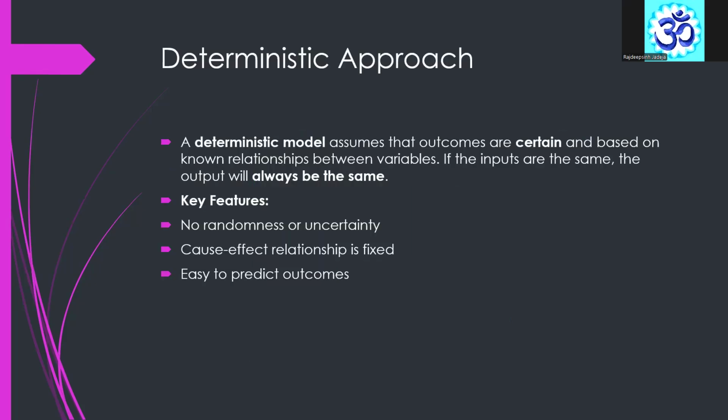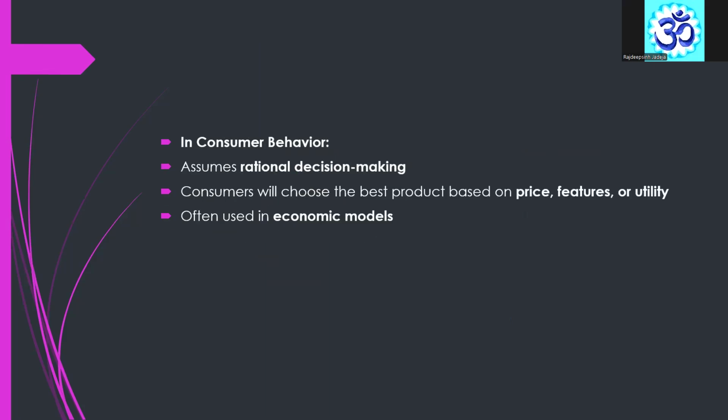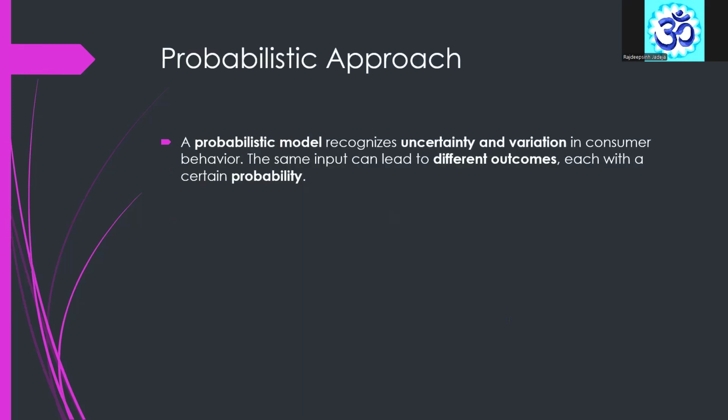Deterministic approach. A deterministic model assumes that outcomes are certain and based on known relationships between variables. If the inputs are the same, the output will also be the same. So what are the key features? No randomness or uncertainty. The cause-effect relationship is fixed, so outcomes are easy to predict. In consumer behavior, it assumes rational decision making. Consumers will choose the best product based on price, features, or utility, often used in economic models.